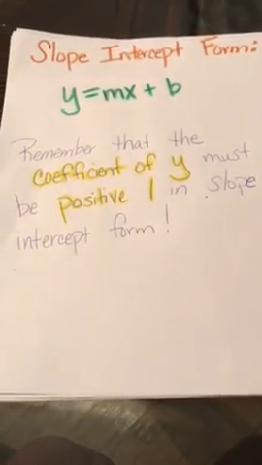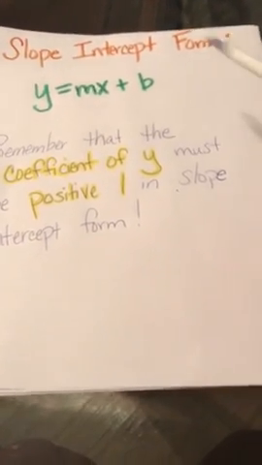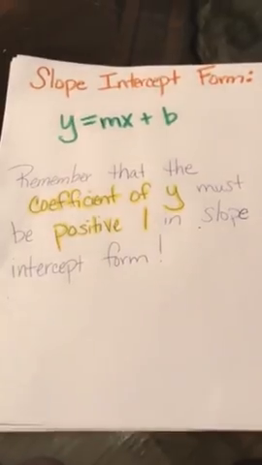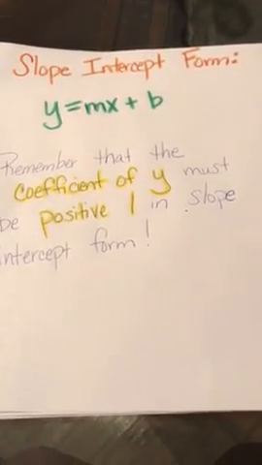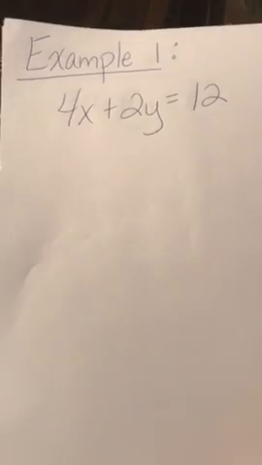Also remember that the coefficient of y must be positive 1 in slope-intercept form, meaning there should be nothing in front of the y. No 2, no negative sign, nothing. All right, so let's look at some examples. All right, let's look at example 1.